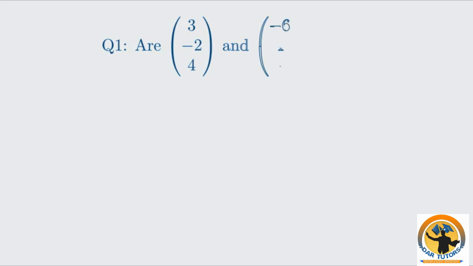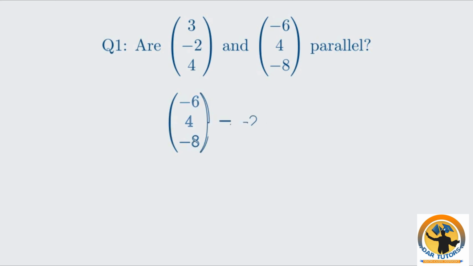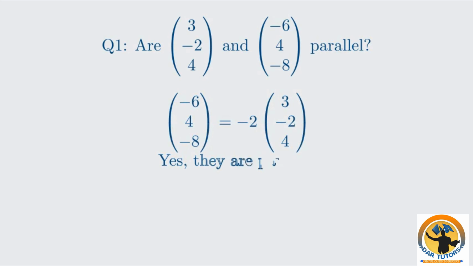First, question 1. We need to check if vector B is a scalar multiple of vector A. Let's see if we can find a k such that <-6, 4, -8> equals k times <3, -2, 4>. Looking at the components, we can see that -6 is -2 times 3, 4 is -2 times -2, and -8 is -2 times 4. Since we found a consistent scalar, k equals -2, the vectors are indeed parallel.